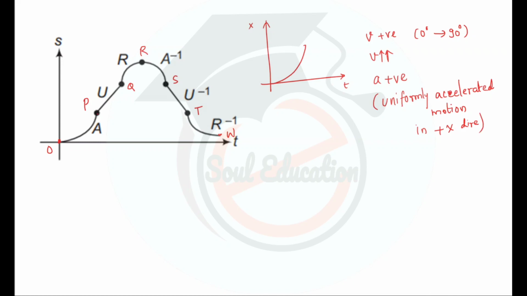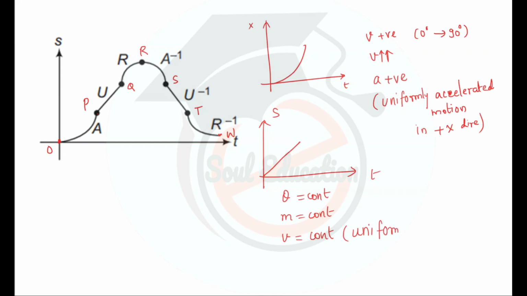Next, from P to Q, this is my ST graph. It is a straight line. Here my theta is constant. Theta constant means slope is constant. Slope constant means velocity is constant. What do we call constant velocity? Uniform motion.